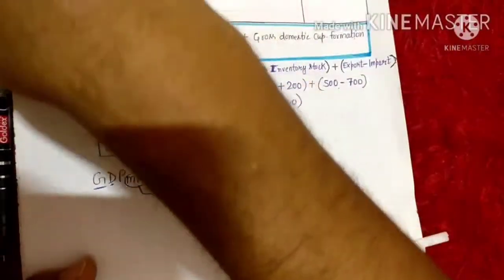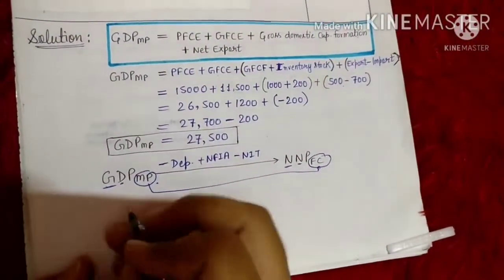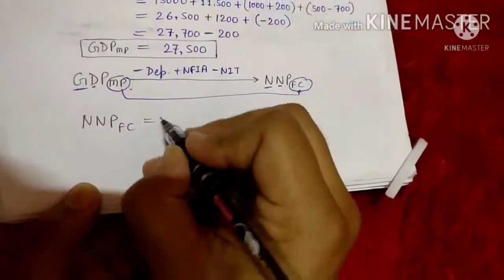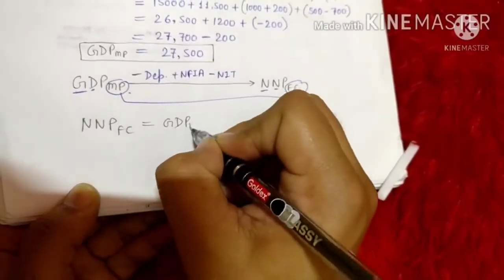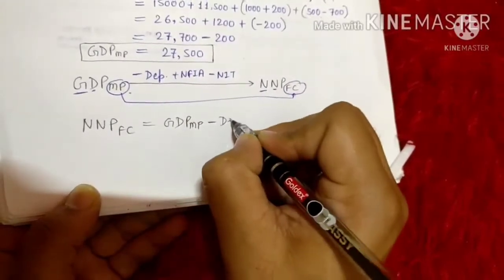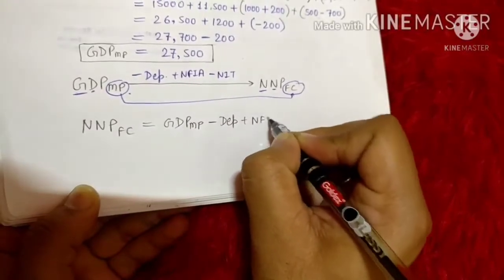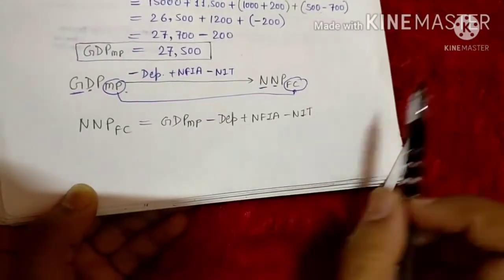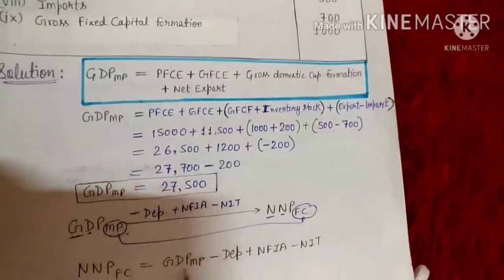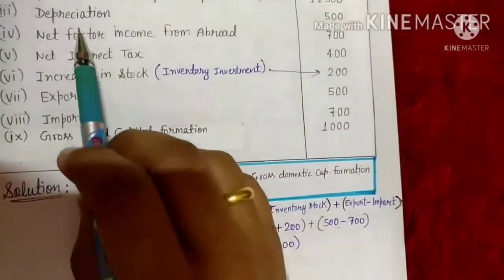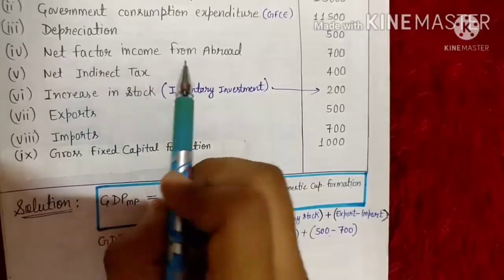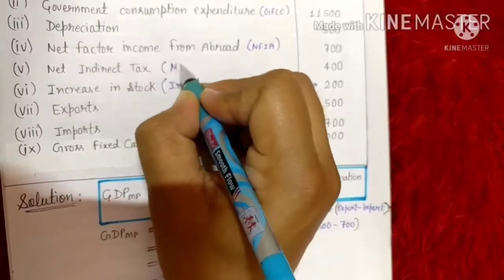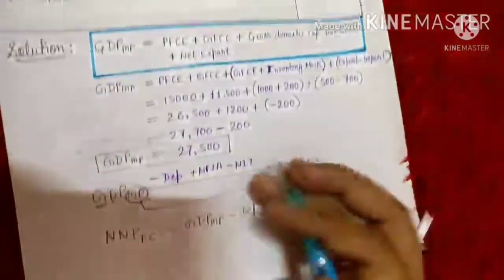So we have already found GDP at MP, and now we have to find NNP at FC. It equals GDP at MP minus depreciation plus NFIA minus NIT. Now we have to check whether these things are given in the question. Just check the question: depreciation, NFIA and NIT. Depreciation is given here. Net factor income from abroad, NFIA, is given here, and net indirect tax, NIT, is also given. Just put in the values.